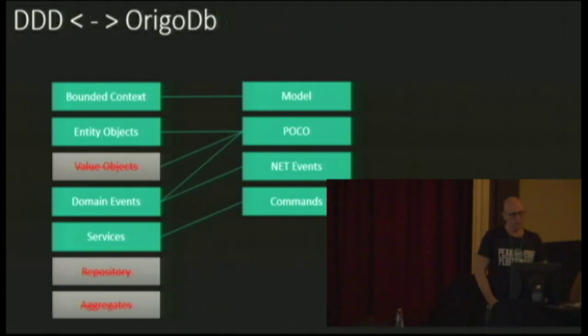Yeah, repositories, we don't really need. Aggregates, we don't really need them either, because we have exclusive access to the model while the command is executing, and we can touch any part of it. It doesn't matter how big the graph is or how connected it is. So this aggregate concept, I think it's kind of obsolete in this context.